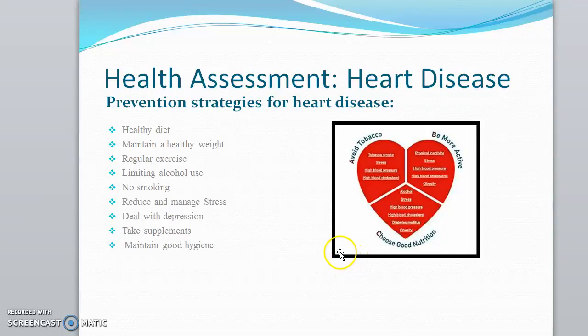Alright, the next thing on the slide is prevention strategies for heart disease. You can see a healthy diet is a good way to go. Maintaining a healthy weight is a good way to go. Regular exercise, limiting alcohol use, no smoking, reduce and manage stress, deal with depression, take supplements like omega-3 and things like that. Maintain good hygiene. And on this other side, I just put this in here to be more active, and the benefits of that: avoid smoking, etc., and then choose good nutrition.